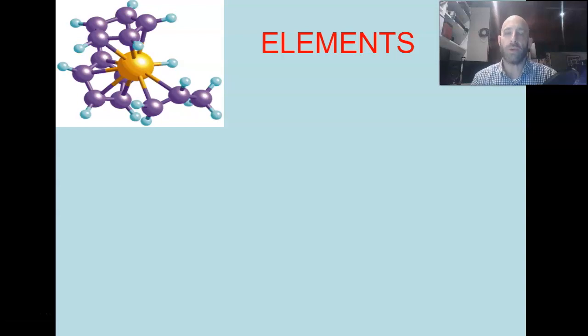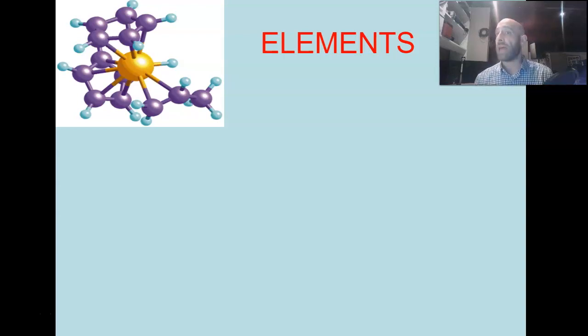In our last lecture, we talked about atomic structure, and we talked about the fact that the atom is made up of subatomic particles called protons, which are positively charged, and they're in the nucleus. Neutrons have no charge, they're neutral, and they're also in the nucleus. And then electrons are negatively charged, and they surround the nucleus in those energy levels.